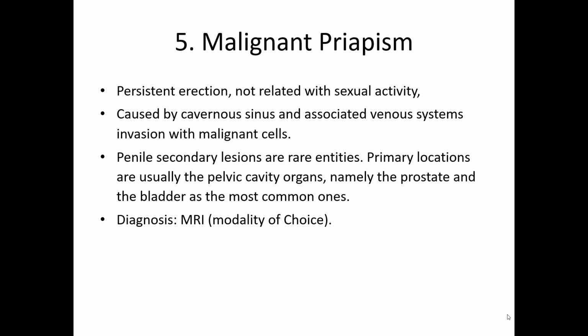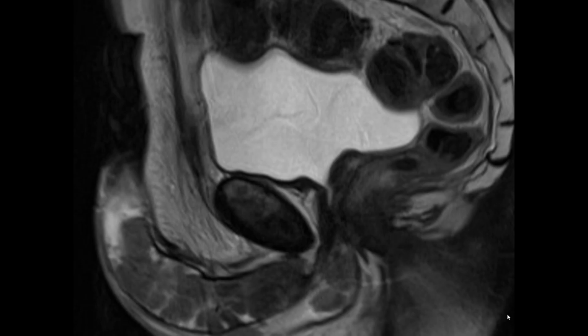Another one is malignant priapism. This happens when you have the cancer process and direct invasion of the corpora cavernosa. That's caused by persistent, painful erection, caused by cavernous sinus and associated venous system invasion by the malignancy. Sometimes we rarely have a penile malignancy that causes sustained priapism. The primary location is usually in the pelvic cavity organs, namely the prostate and the bladder are the most common ones. Diagnosis is by MRI. There's a picture of MRI showing the malignant cells invading the corpora and causing the sustained erection.